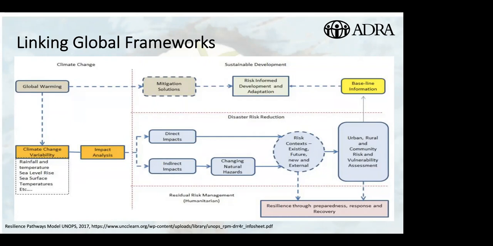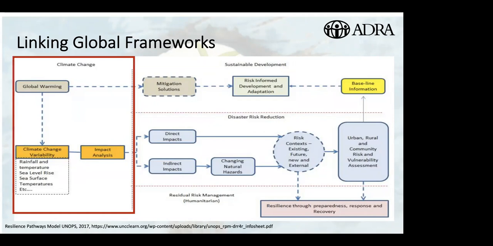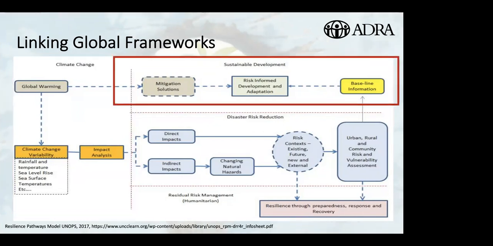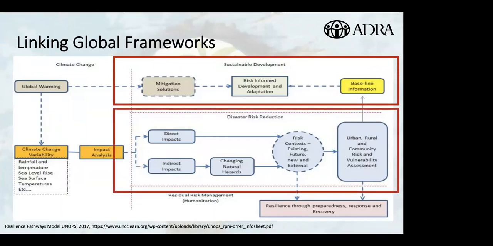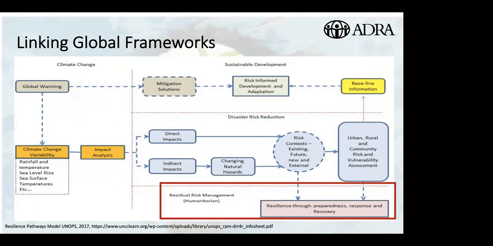In this slide, the links between the key frameworks can be seen. On the left, there is a climate change theme identified in the Paris Agreement. The next slide shows the links with the sustainable development themes on the top left, and then the DRR themes from the Sendai framework in the middle left. And you can see how climate change links into both sustainable development and disaster risk reduction. So these all flow down into improving resilience through preparedness, response, and recovery.